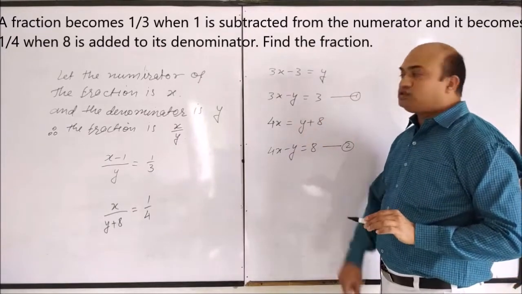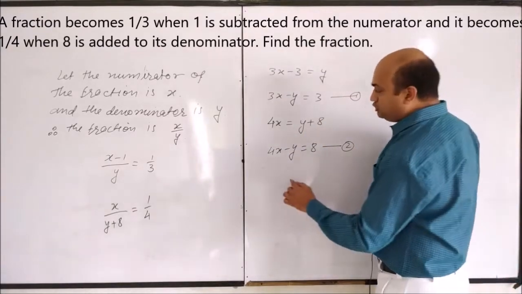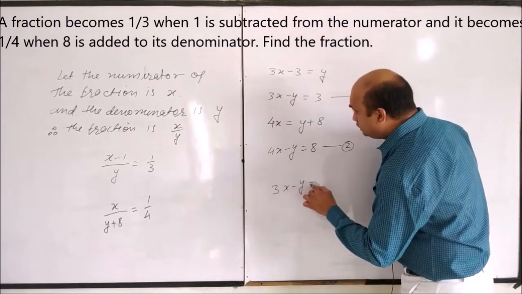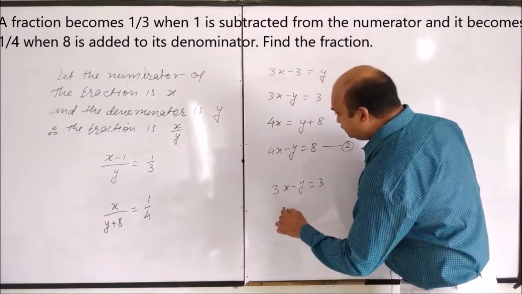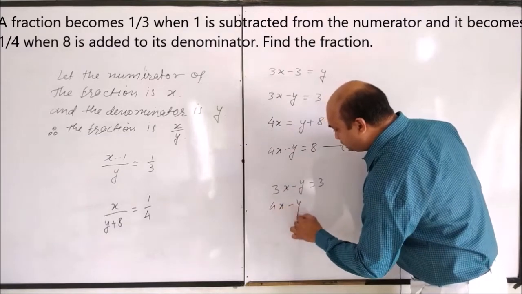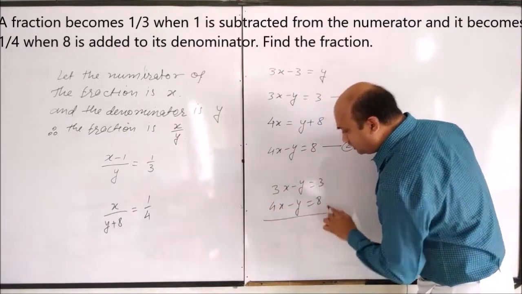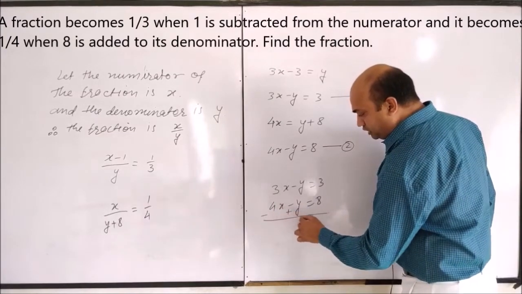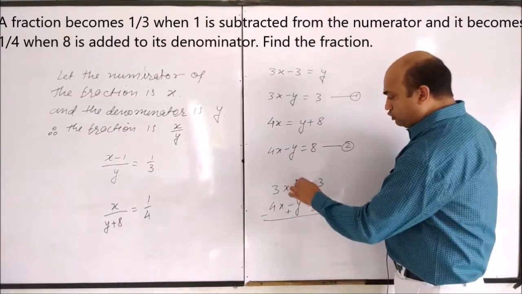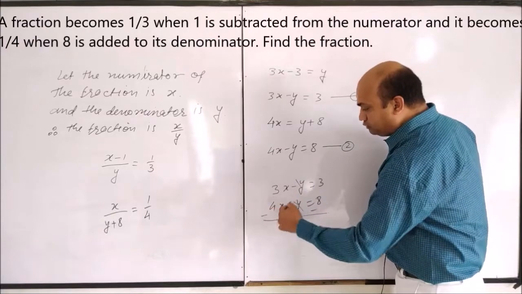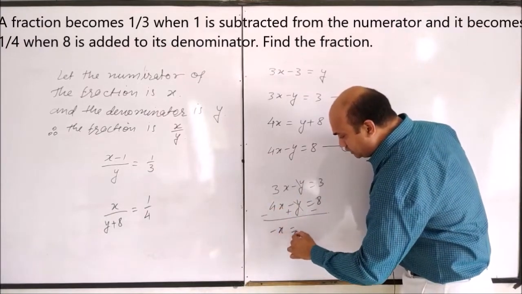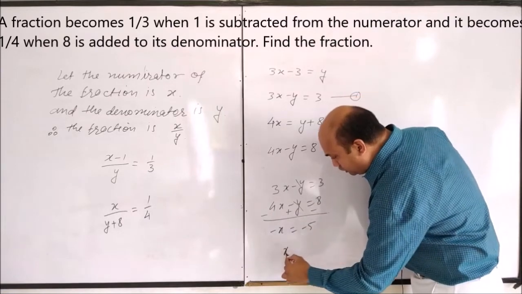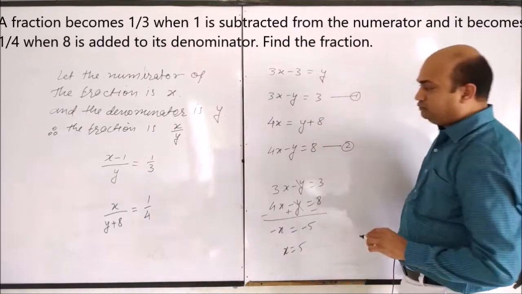These two also we solve by the same elimination method. The first equation is 3X minus Y is equal to 3 and the second equation is 4X minus Y is equal to 8 we have. Just subtract, change the sign. Y we cancel, 3X minus 4X is minus X is equal to 3 minus 8 is minus 5. So value of X we will get 5.